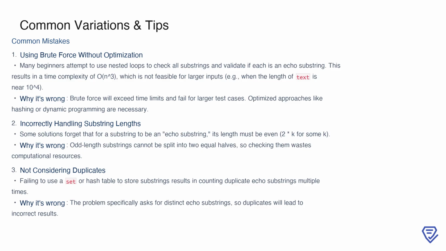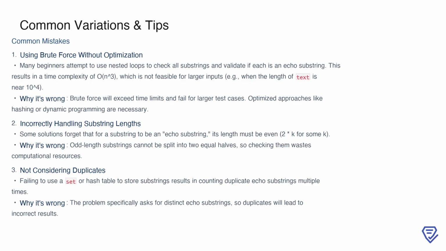One common mistake when solving the distinct echo substrings problem is relying on brute force without optimization. Beginners often use nested loops to generate all possible substrings and then validate each one to see if it qualifies as an echo substring. While this approach may seem straightforward, it results in a time complexity of O(n cubed), which is impractical for larger inputs, such as when the length of the text approaches 10,000. Optimized methods, like hashing or dynamic programming, are essential to handle such cases efficiently. Another frequent issue is incorrectly handling substring lengths.